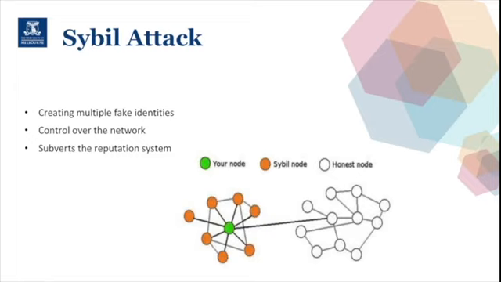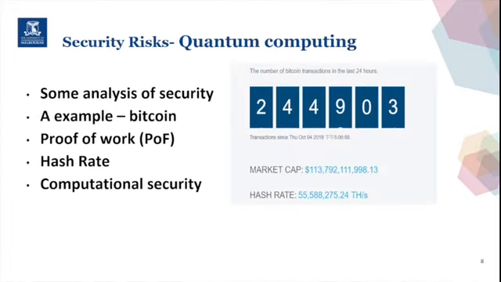Another attack is called the Sybil attack, where attackers create multiple fake identities and try to fool honest users into thinking they are truthful users, so that they could control part of the network, such as destroying the reputation system. And now we are going to talk about the quantum computing risk for the blockchain.